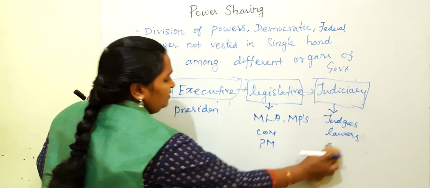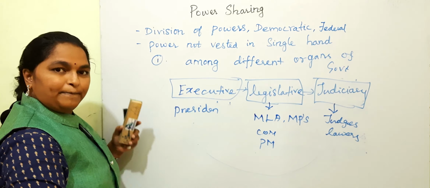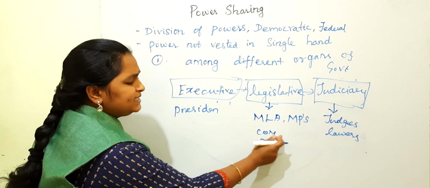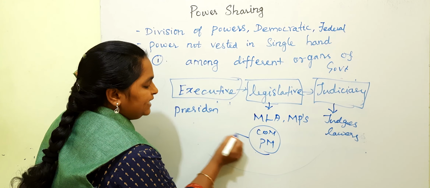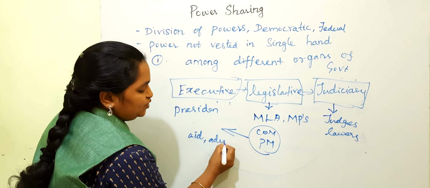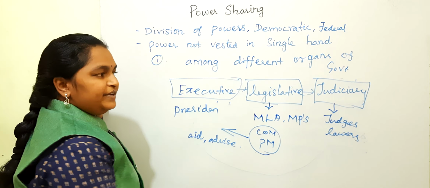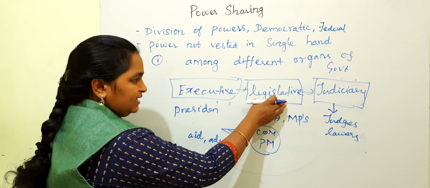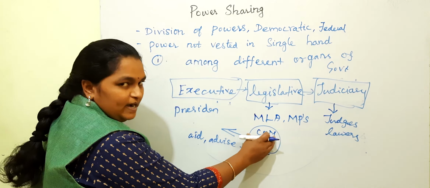Now, what will the Prime Minister do? The Prime Minister and the Council of Ministers will give their aid and advice to the President. Then the judiciary is there.